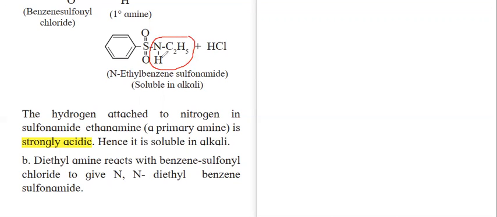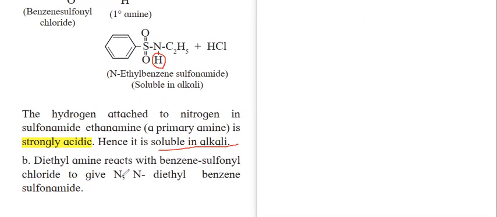Okay, and it forms this group. Now see the diethylamine, which is a secondary amine. It reacts with benzene sulfonyl chloride and gives N,N-diethyl benzene sulfonamide. I will show you the reaction, but see whether that hydrogen will be present in this reaction. Of course not. Again, because of that it shows different property. In the earlier case, there is the presence of this hydrogen, because of that it is soluble in alkali.